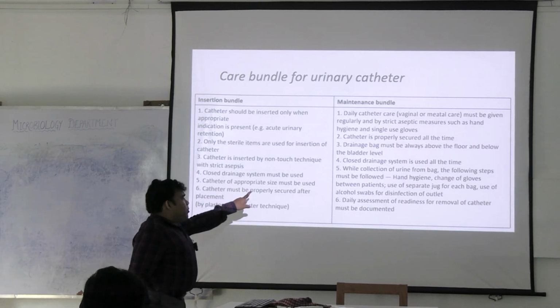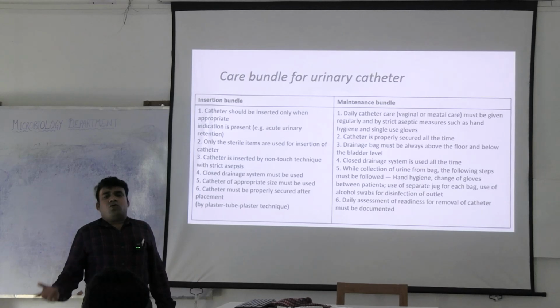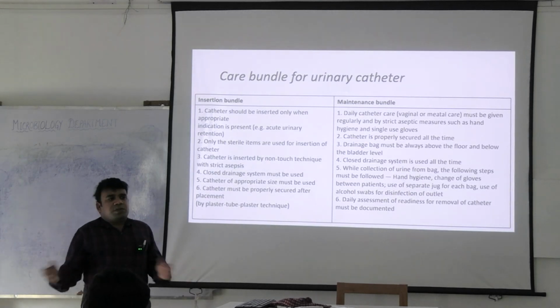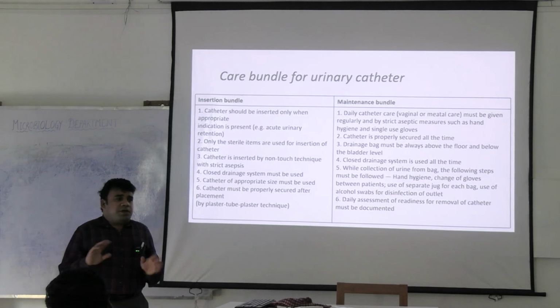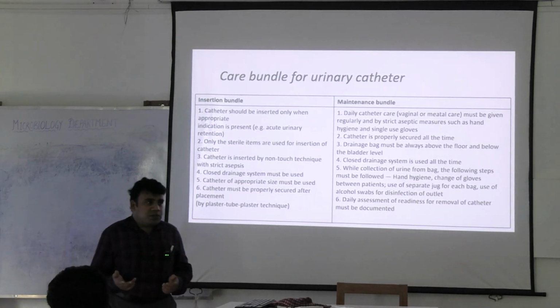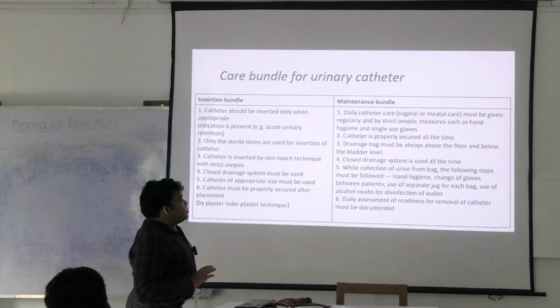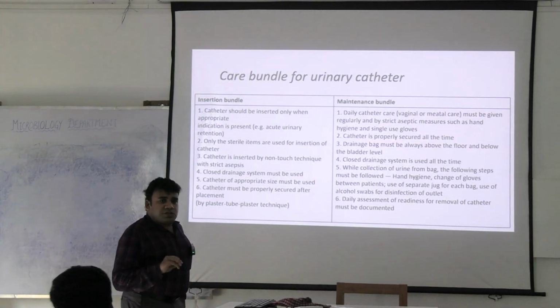Next, the catheter must be secured properly. If we don't do that, what will happen? Every time the patient moves, the catheter will move and there might be repeated microtrauma in the periurethral region and a higher chance of infection. So the catheter must be fixed. This is all about insertion.